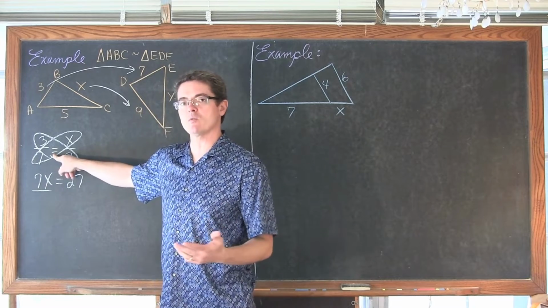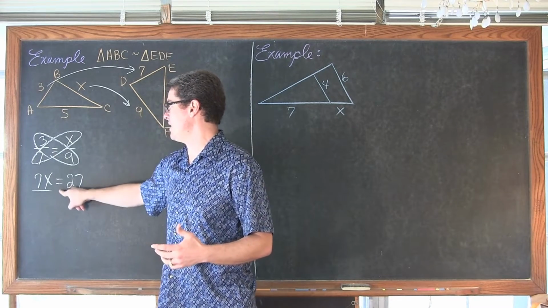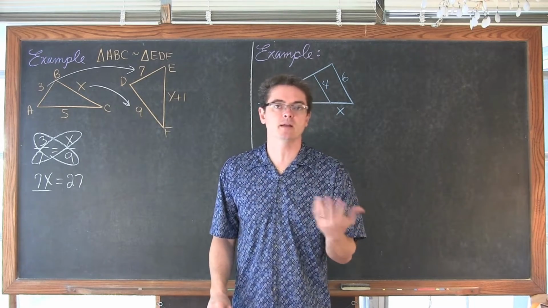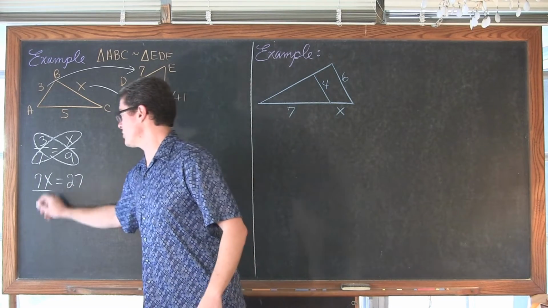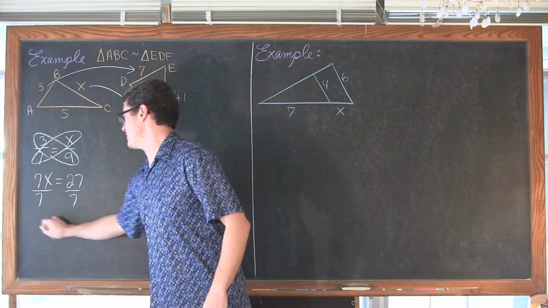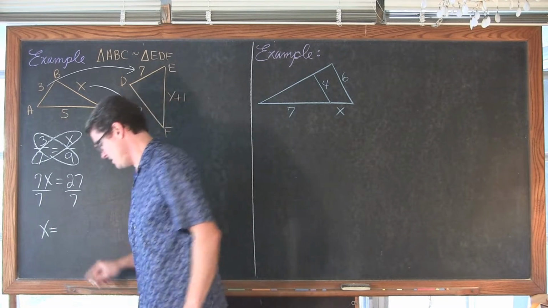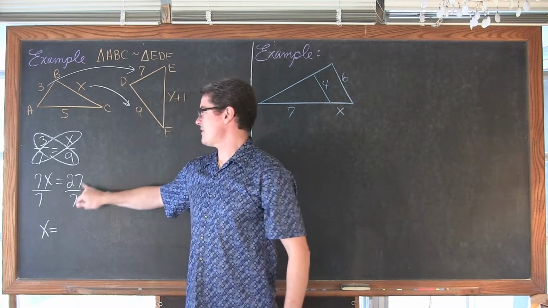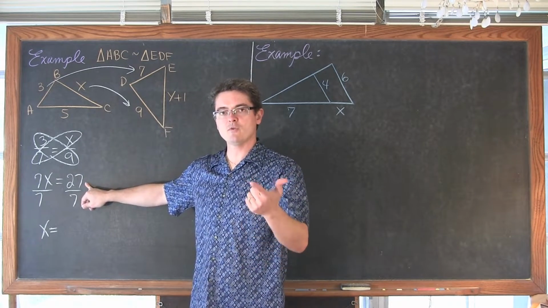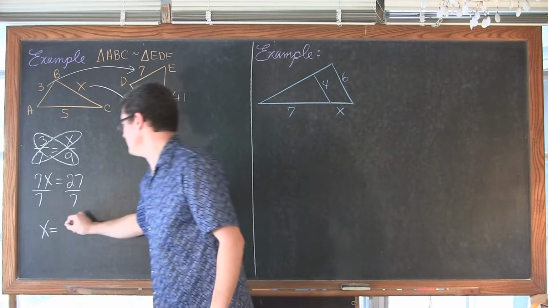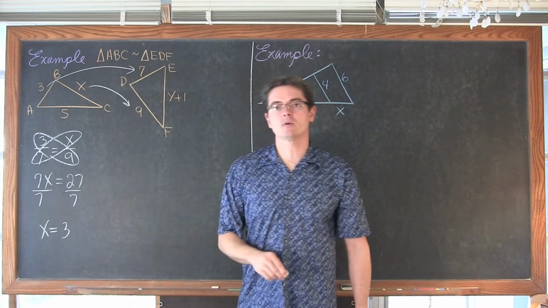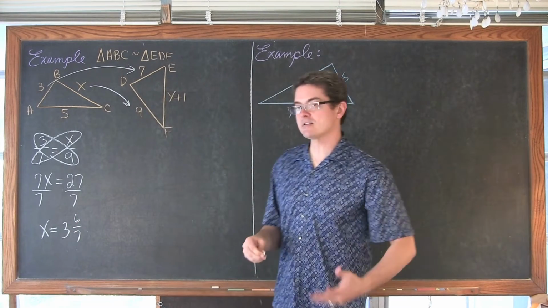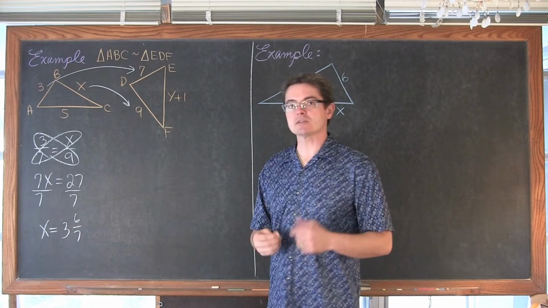Students that try and shortcut the work all the time will leave the equal sign out, automatically write some kind of fraction, and then half the time get the answer right and half the time get it wrong. We're going to undo this multiplication of 7 by dividing by 7, and x is equal to... yes, I do break my chalk a lot... 7, 14, 21. So there's 3 7s in there. 3 times 7 is 21. That leaves me with a remainder of 6 sevenths. So x is equal to 3 and 6 sevenths.